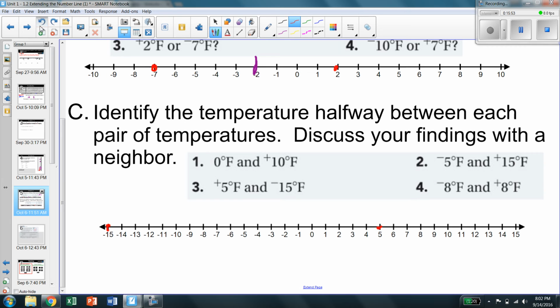All right. And last but not least, negative 8 and 8. Ooh, I like this one. Negative 8, positive 8. What's in the middle? I think it jumps out right away. 0.